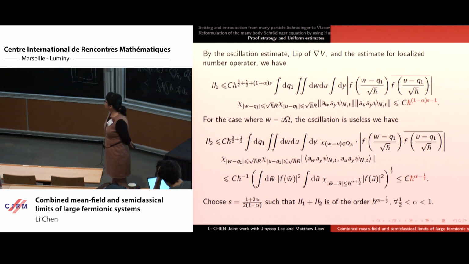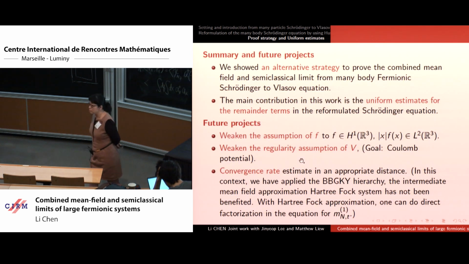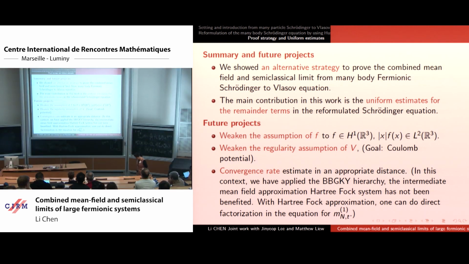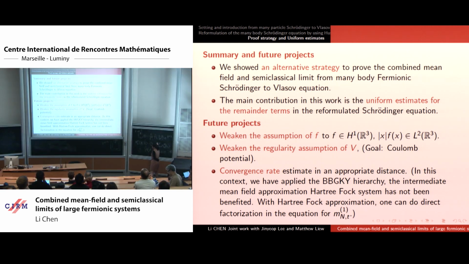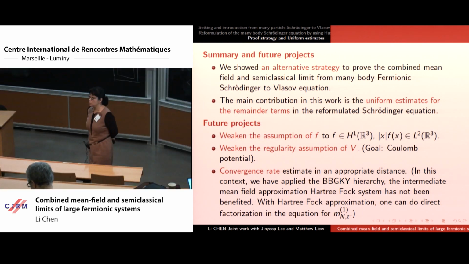So that's the end of my talk, but a short summary is, as I said, the goal is just to try to find another idea to reformulate the whole problem. And hopefully we can do something further to have some weaker assumption for the interaction potential, weaker assumption for the function which defines the Husimi measure, and of course, if it is possible, to search for some convergence rate in a reasonable distance.